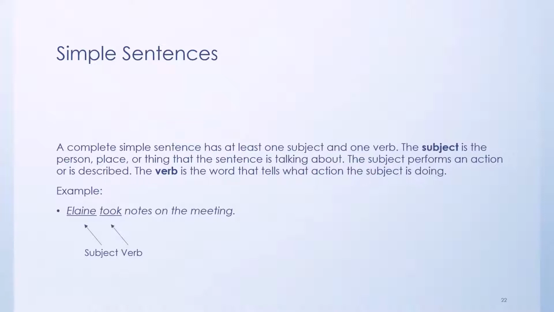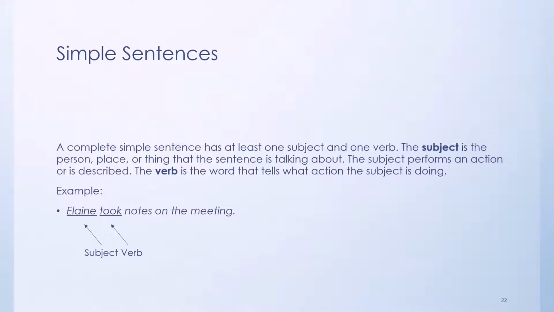Another easier way to tell what is a sentence is that a sentence is a complete thought, one that will not leave room for a question. For example, this is a complete thought: Elaine took notes on the meeting. If I were to just say, Elaine took, okay, Elaine took what? That's not a complete thought. Therefore, that's not a complete sentence.